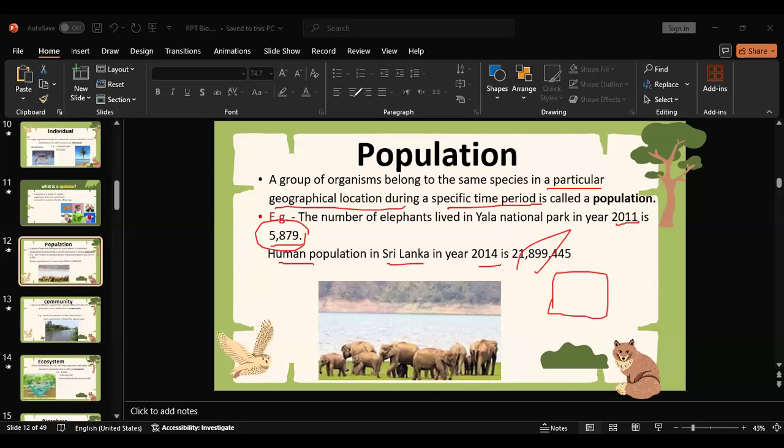So in 2014, this much of population lived. Do you understand these things? So this is the population. Again I am telling that population means a group of organisms of a particular species in a particular geographical area and a specific time period. Let's move to the next.